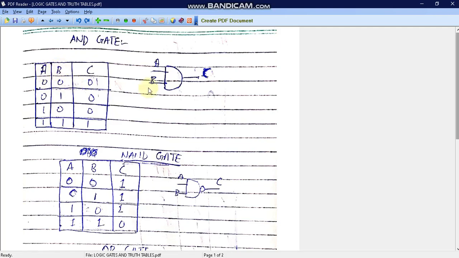Basically the AND gate is represented as a dot, but it is pronounced as AND. So we say A and B, or 0 and 0, gives us the output of 0. That means if both of our inputs are low, our output will also be low, and if one of our inputs is low, then still the output will be low. But if both of our inputs are high, then our output will also be high. This is how the AND gate works. This is our truth table.